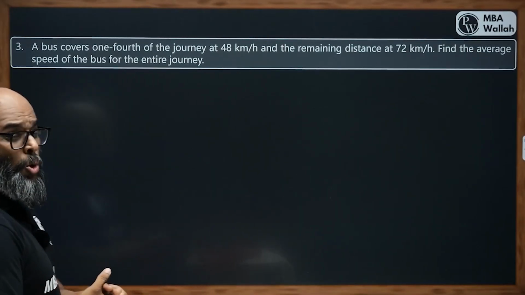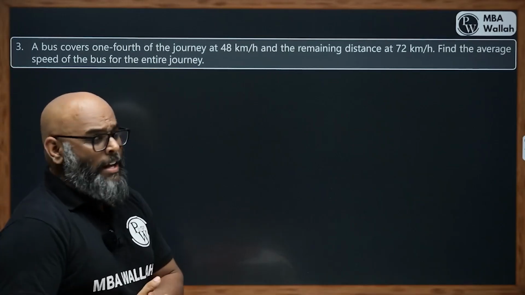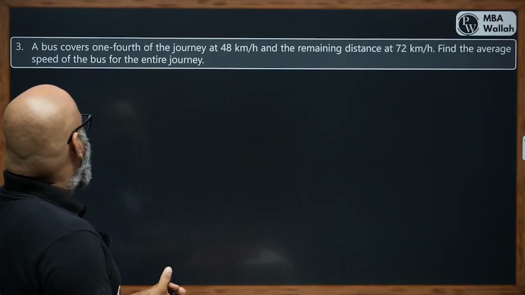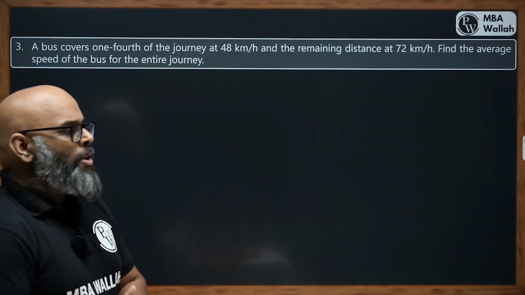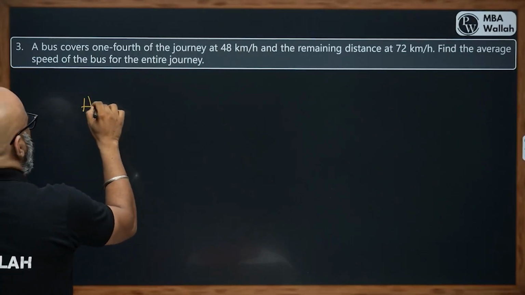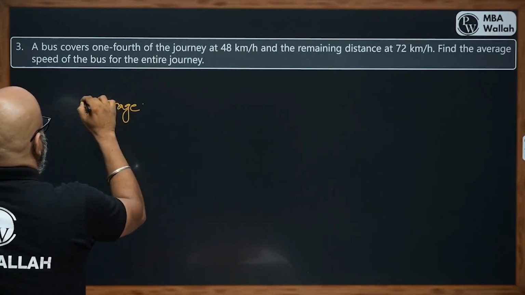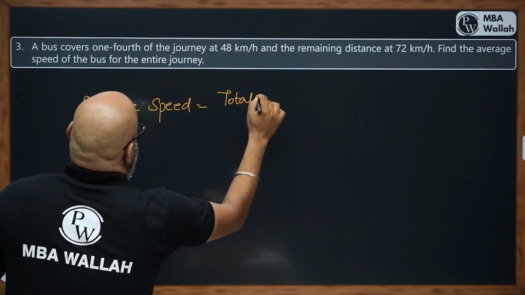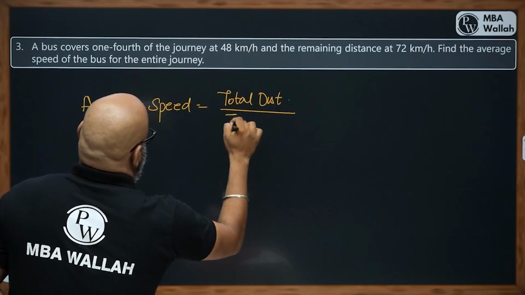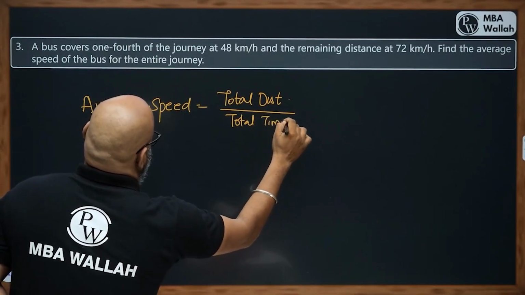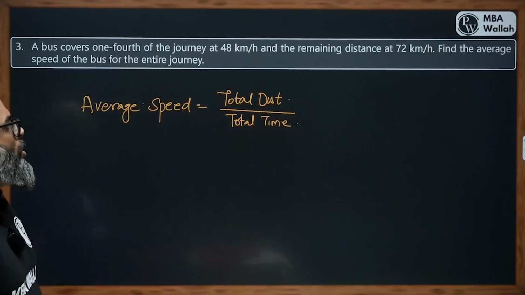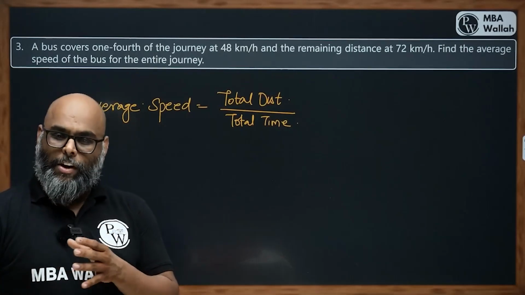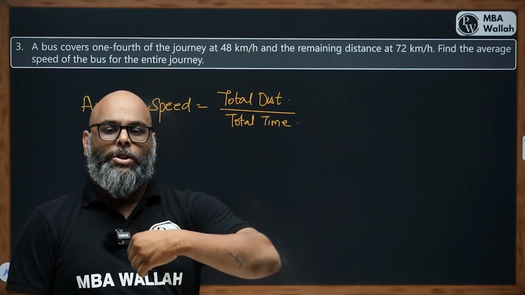A bus covers 1/4 of the journey at 48 kilometers per hour and the remaining distance at 72 kilometers per hour. Find the average speed of the bus for the entire journey. So the average speed is always given as total distance divided by total time. So we can use that. What is the total distance here? The distance is not mentioned, but they are saying 1/4 of the distance and 3/4 of the distance. So we'll call the total distance to be d.